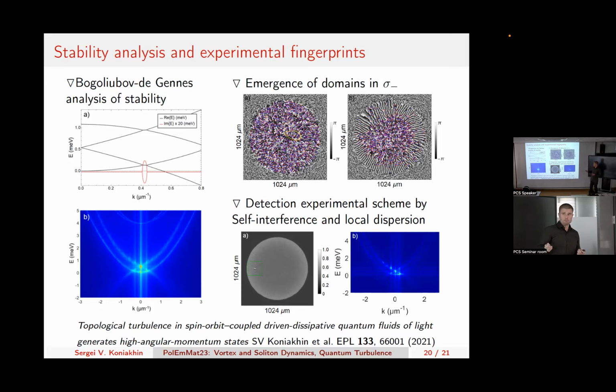And if we consider the stability of the quantum fluid in the sigma plus component, we will see the instability in some region, and domains with such a wave vector start appearing in the second component, the sigma minus component, which finally develops into such a turbulent-like structure with a high angular momentum. Practically, this can be detected by a self-interference experiment, and these interference fringes correspond to the typical value of the wave vector around this trajectory, or by just locally measuring the dispersion.